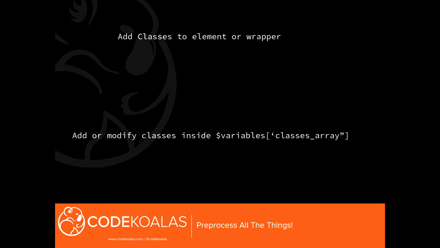So in a preprocess function, inside the variables, there's the classes array, and that's an array of all the classes that will go on that element or wrapper. And you can remove classes from it. You can add them to the array. You can change the order if for some reason you wanted to do that, just to make your markup look better.